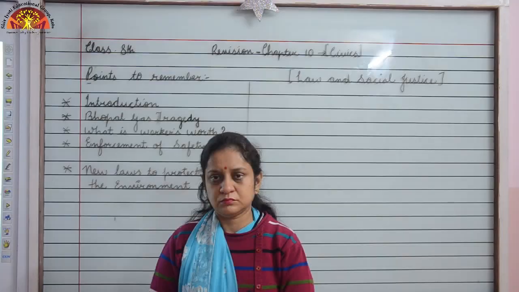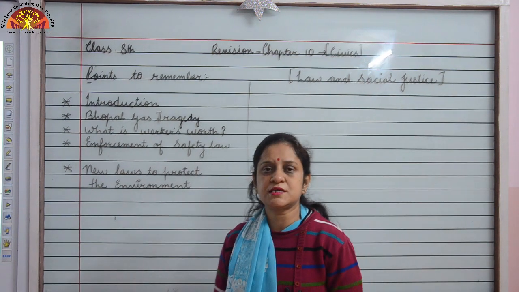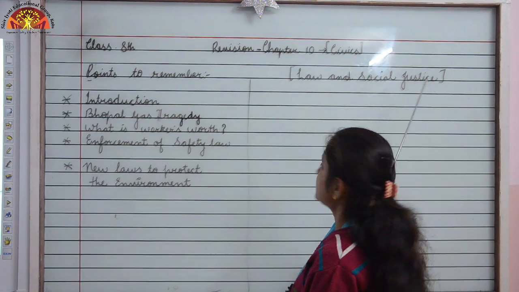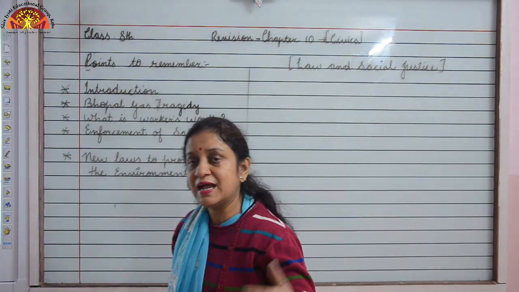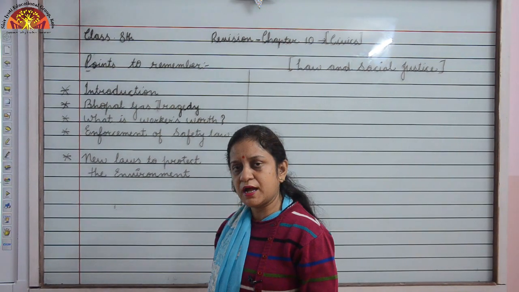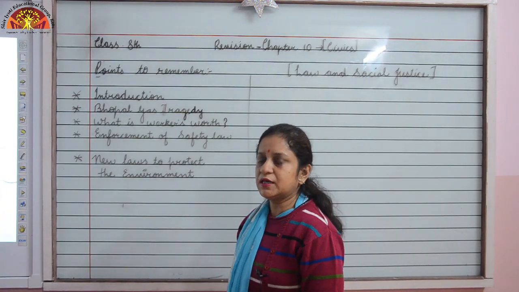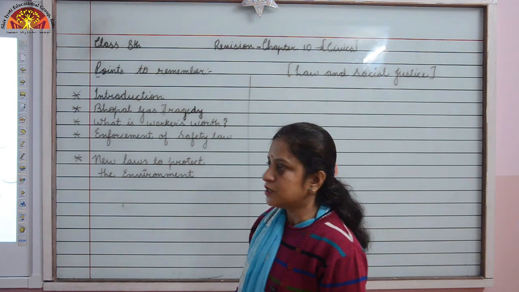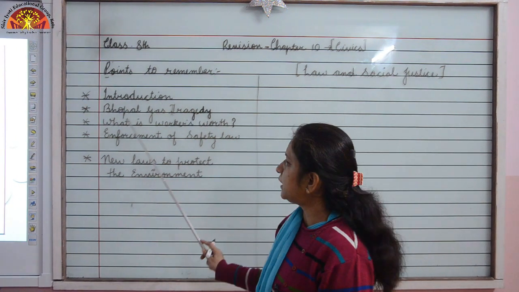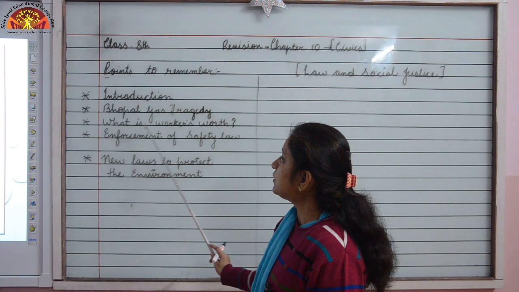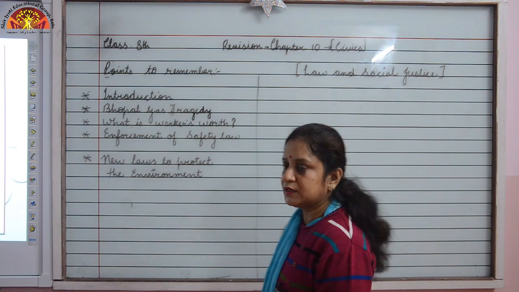Okay students? So we are going to start with revision of Civics chapter 10, that is Law and Social Justice. We will have a small recap of the chapter and discuss the points which we have already discussed in the video. I am going to take the recap of this chapter to make you remember all the points once again. Introduction, Bhopal Gas Tragedy, what is workers' worth, enforcement of safety laws, and new laws to protect the environment.